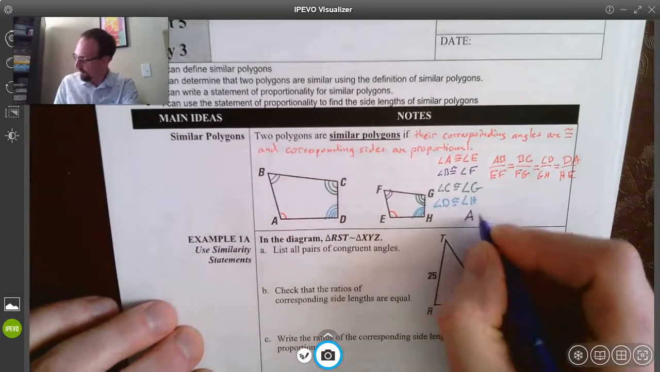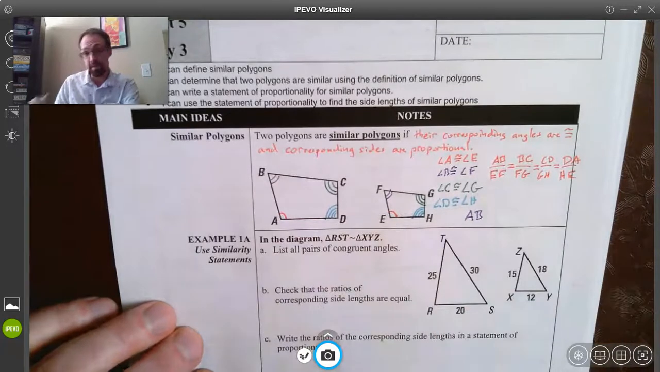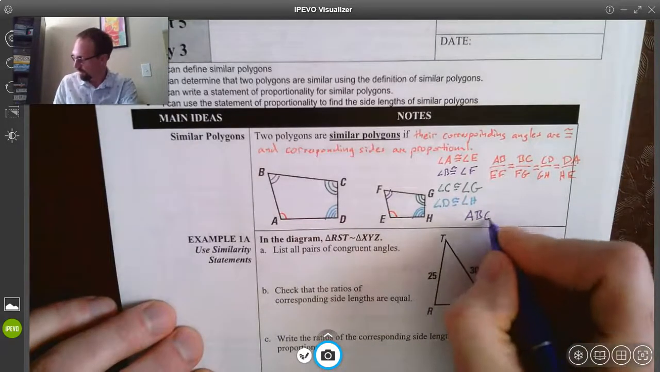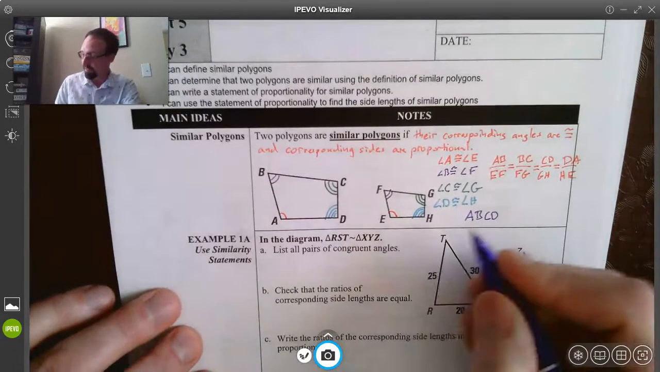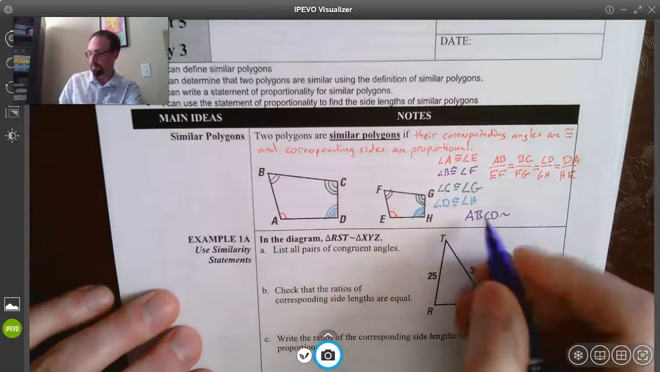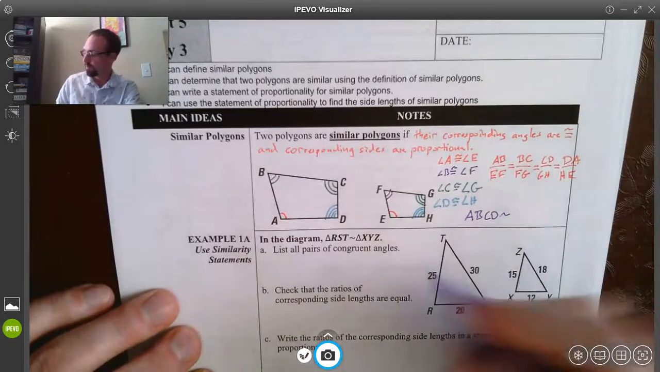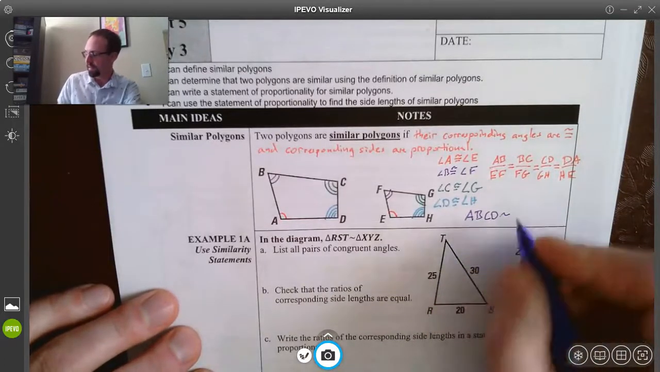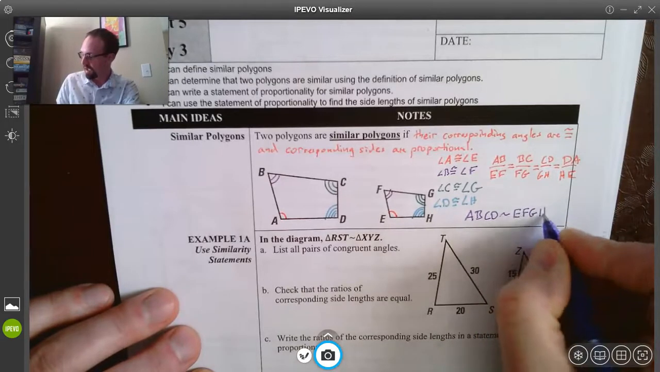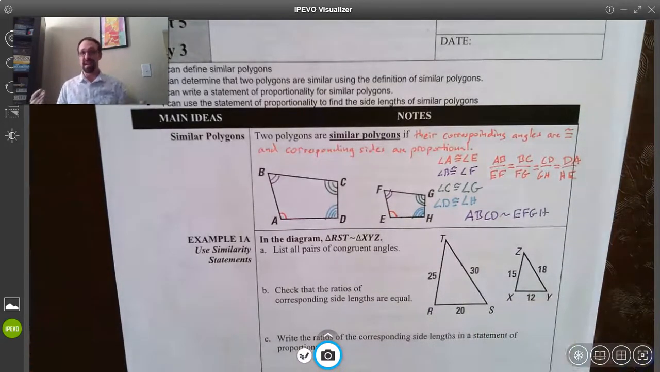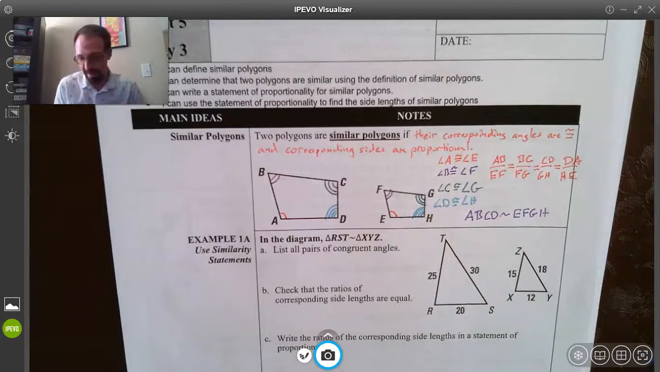And remember, we list polygons that have more than 3 sides with capital letters. So A, B, C, D. Order matters. So how I say this is very important. How I write this is very important. So polygon ABCD is similar to polygon EFGH. That's just setting everything up. So this allows us to say that they're similar.